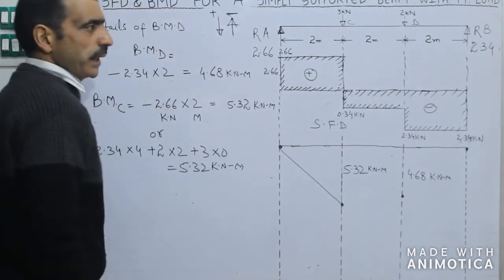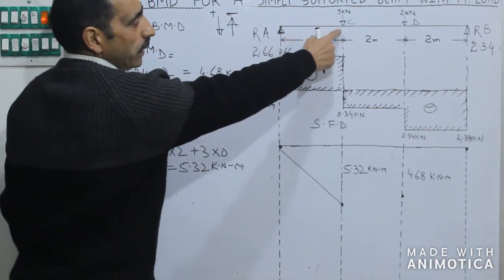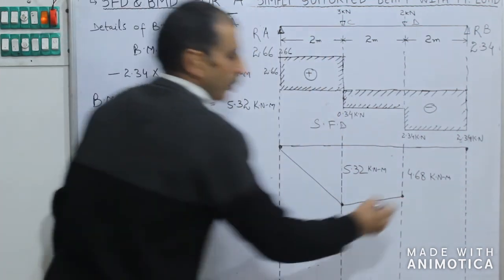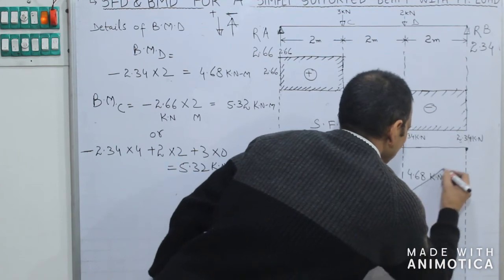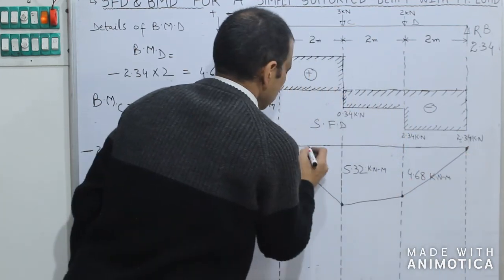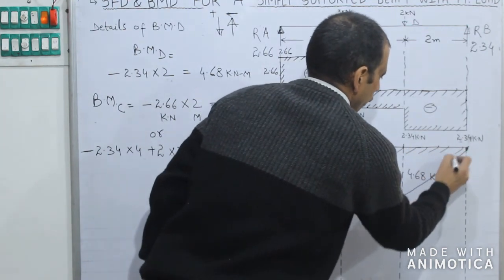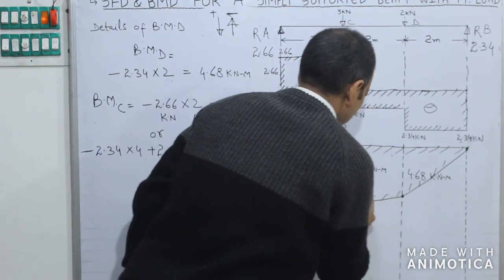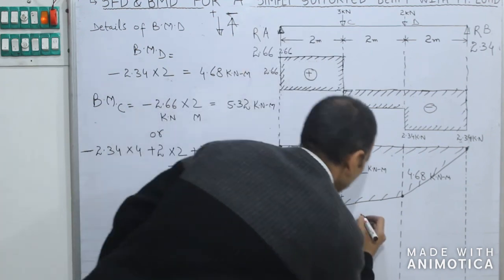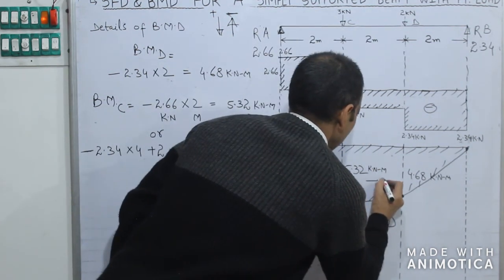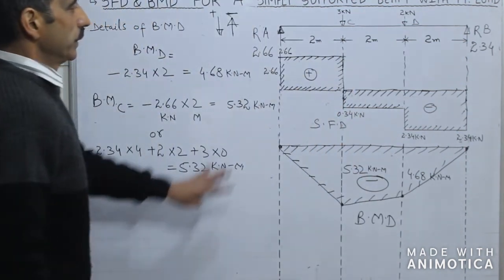Join with the help of a scale, because here are point loads. Join this point and this point again with the help of a scale. This is the required bending moment diagram. This is BMD.